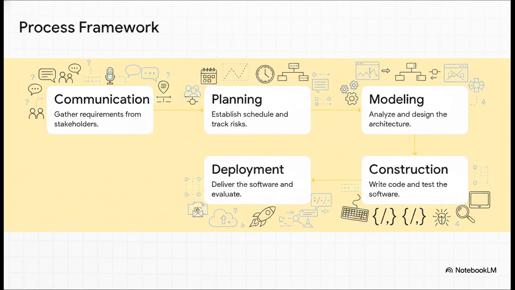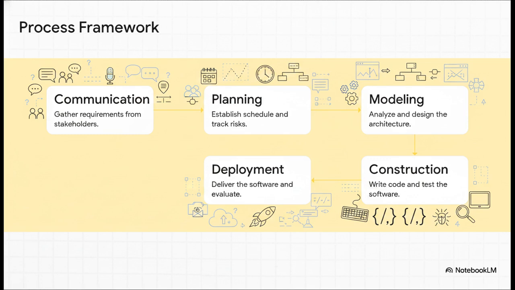First up is communication. You got to sit down, talk to the stakeholders, and figure out what they actually want. Second is planning, where you lay out your schedule and map out any technical risks. Third is modeling. That's analyzing and designing the architecture. Fourth is construction. And hey, notice something here. This is the very first time we actually write a line of code or do any testing. Finally, step 5 is deployment, where the software is delivered and evaluated.